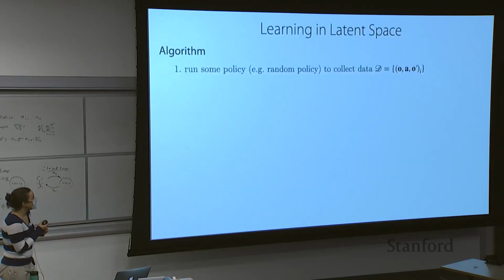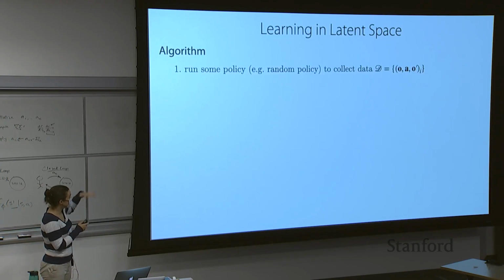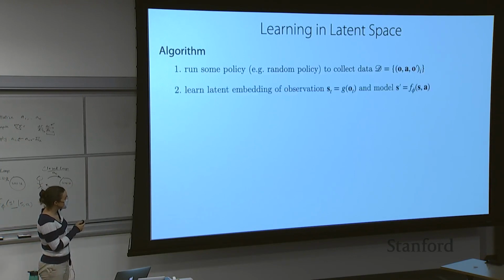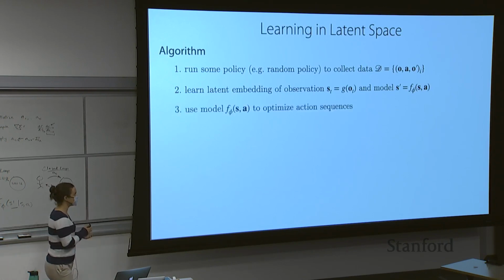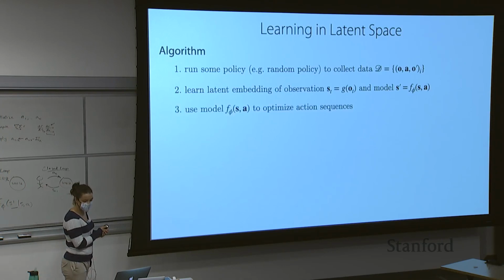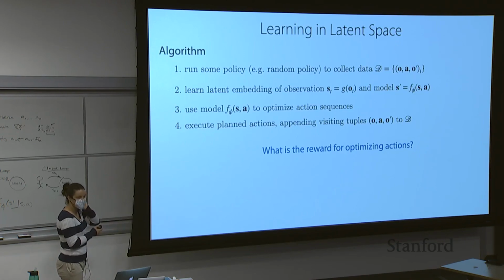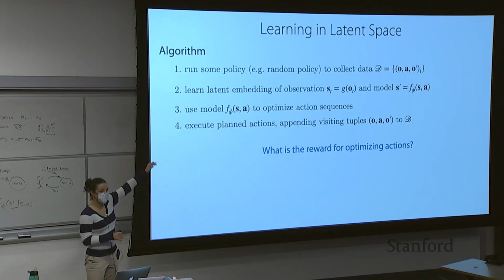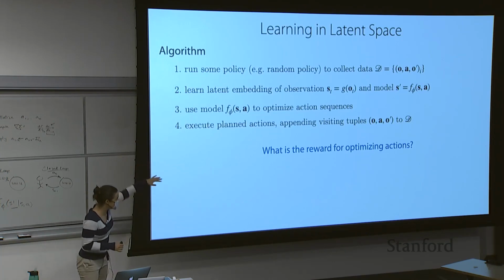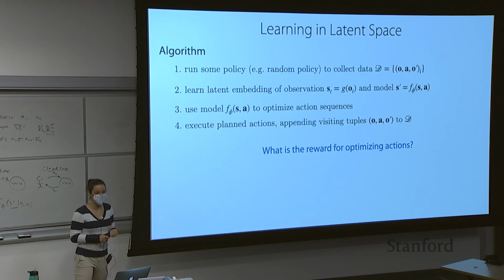Okay, so in terms of the high level sketch of the algorithm, first we'll collect some data. Then we're going to learn the embedding of your observations, as well as a model in that latent space. And then we'll use this model to optimize for actions. And then we can execute the actions and potentially iterate this process. So this is the same algorithm as before. It's just the first part of step 2 has changed to also learn this latent embedding space.